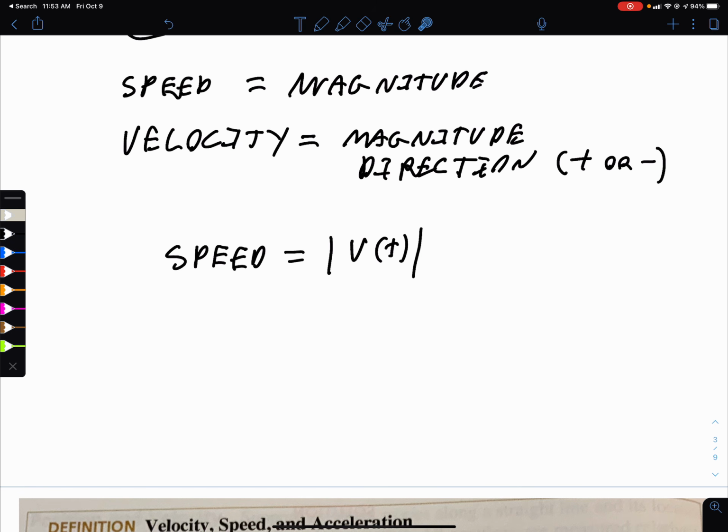Now we have one more concept. That's not the line I want. What is acceleration?